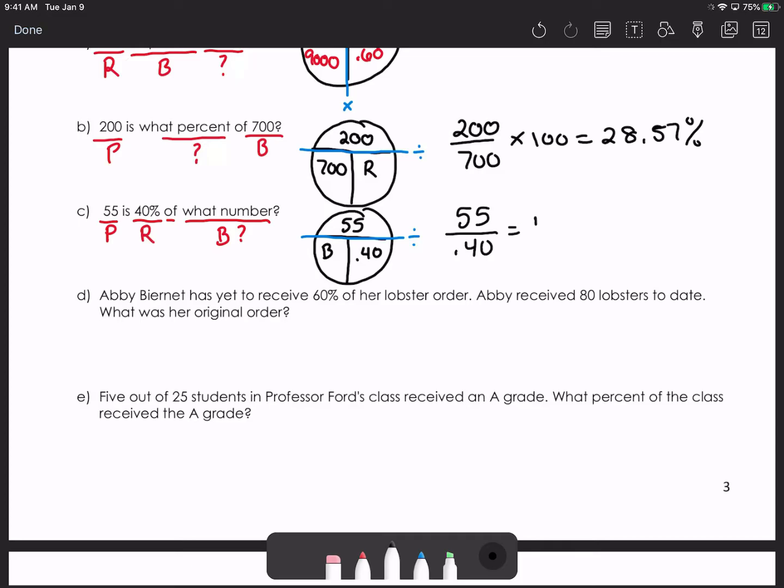And I'm going to get 137.5. So that means 137.5 is the total amount. And when I take 55 out of 137.5, that would be 40%.